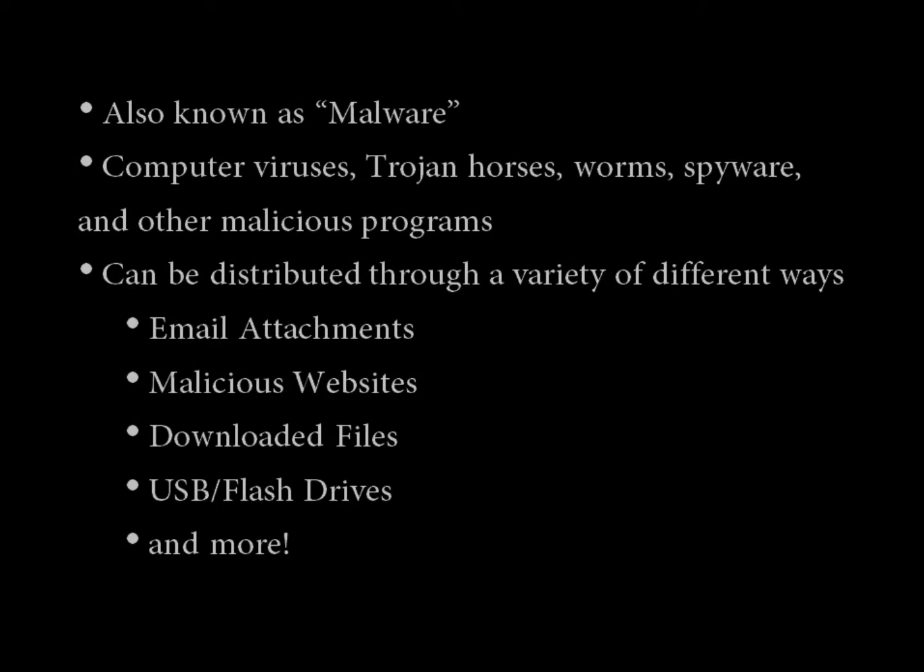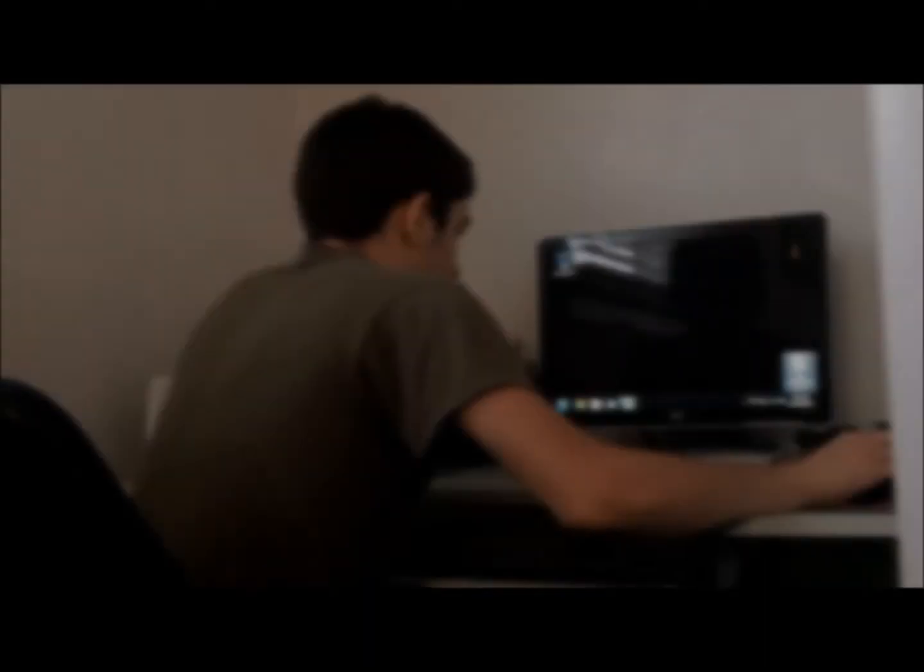Malicious code, also known as malware, is any software that disrupts computer operation or unlawfully gathers confidential information. Computer viruses, Trojan horses, worms, and spyware are all considered malicious code. Malicious code can be transmitted through email attachments, websites, downloaded files, flash drives, and more. In this video, we will show you a few ways that malware is distributed and how to protect yourself from it.